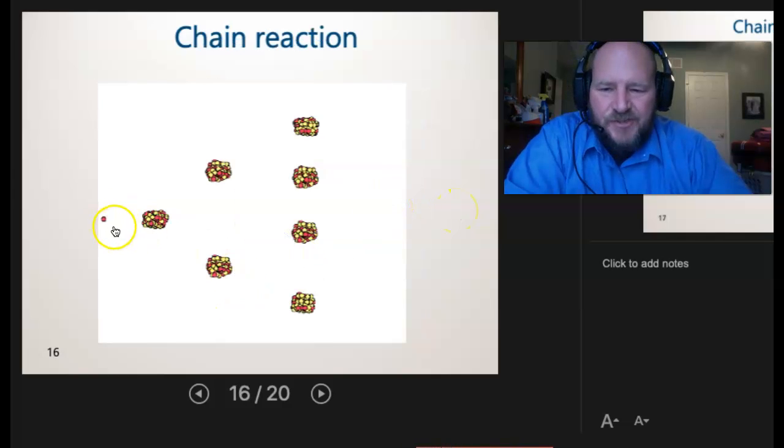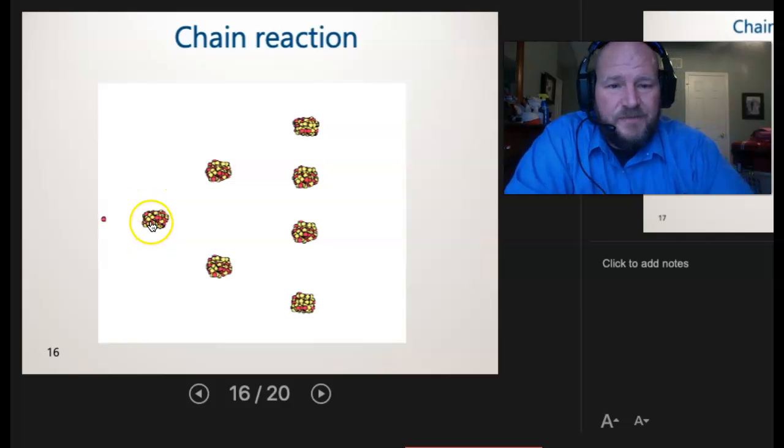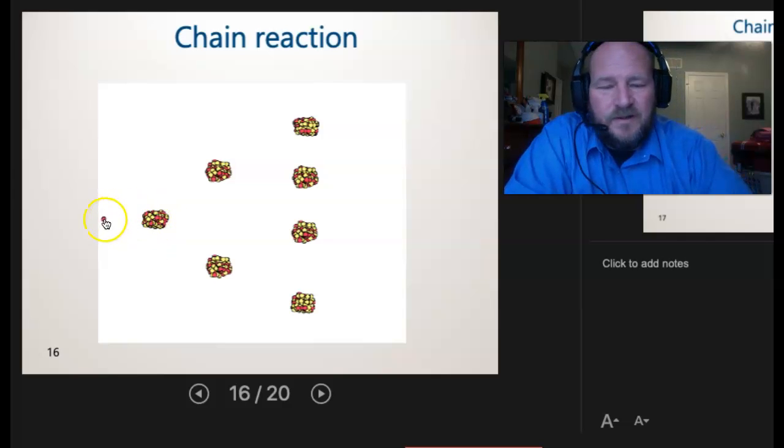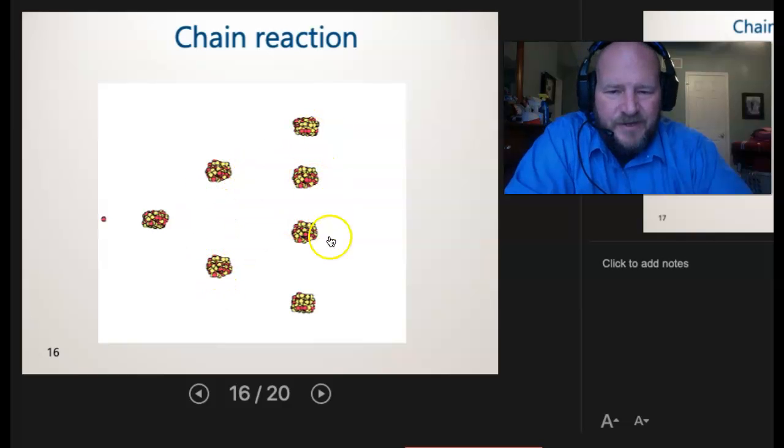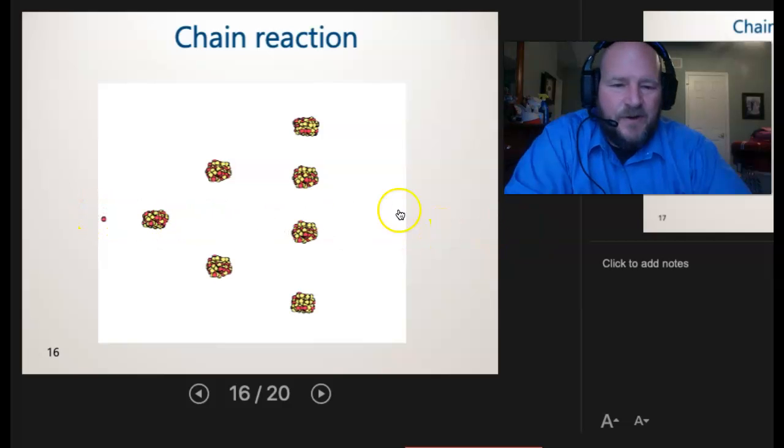In a chain reaction, what would happen is we would start with that one nucleus. We would hit the bigger nucleus. It would break apart, giving us energy, but also produce two more ions, which could then go on and smack two other nuclei, which could go on and smack two more nuclei, and so forth and so on. And that would be called a chain reaction.